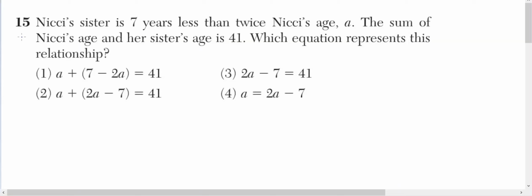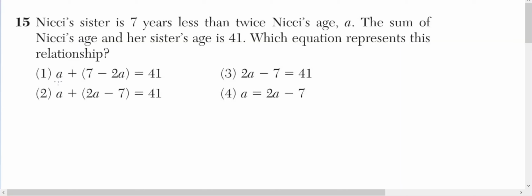Alright, for question number 15, Nietzsche's sister is 7 years less than twice Nietzsche's age A. The sum of Nietzsche's age and her sister's age is 41. Which equation represents this relationship? So for this, we see each of the choices has the characters A, 7, 2A, and 41 floating around in various configurations. So we should go through and interpret what each of these statements mean.